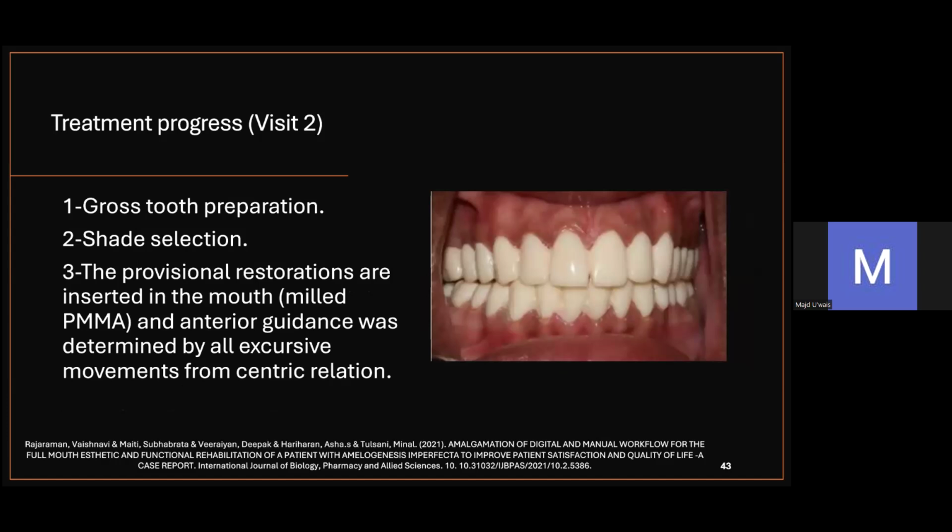After that, from the diagnostic wax-up, they did a mock-up. Gross tooth preparation was done through this mock-up, shade selection, and the provisional restorations that were inserted in the mouth were milled from PMMA and then adjusted to achieve anterior guidance and a perfect disclusion of the posterior teeth during protrusive movement.